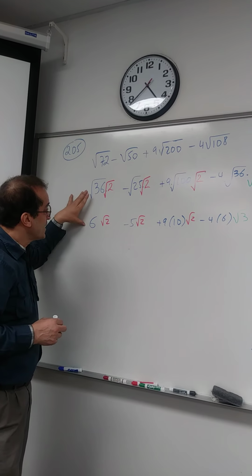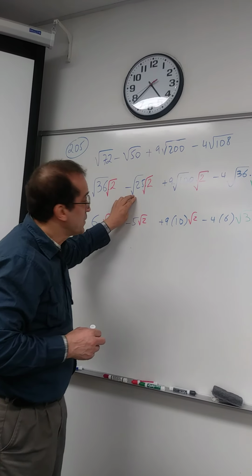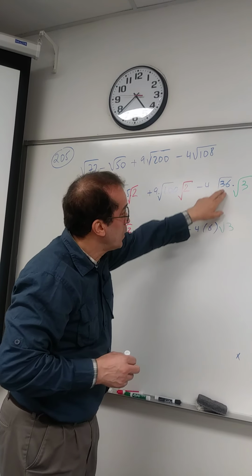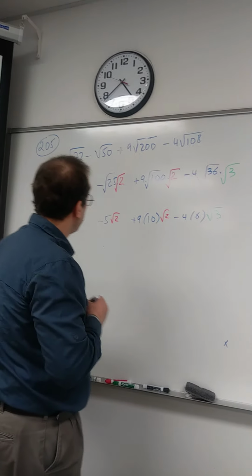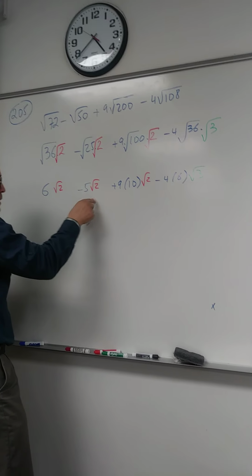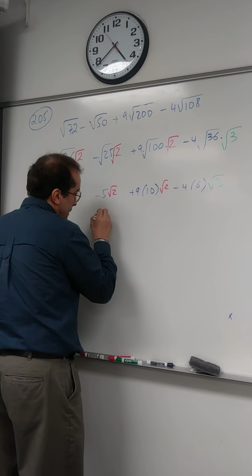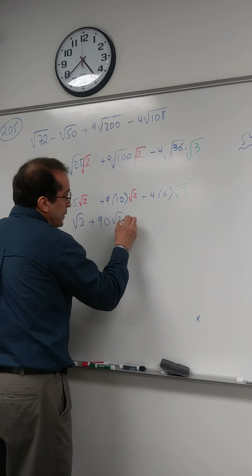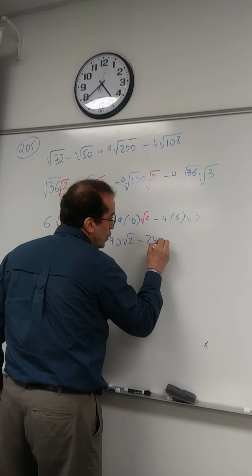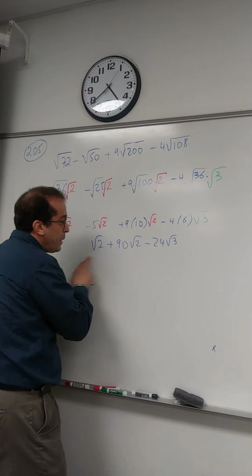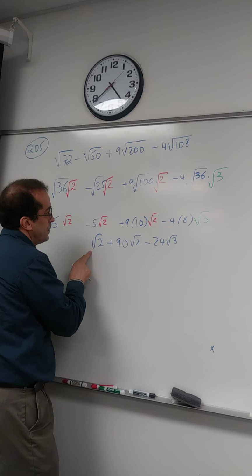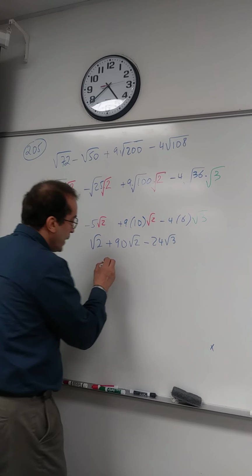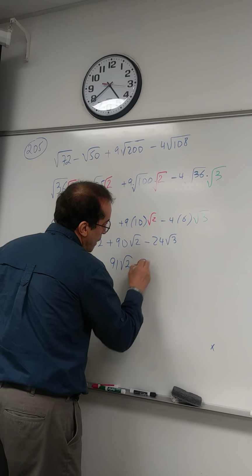Square root of 36 is 6, so this is 6 root 2. Square root of 25 is 5, 5 root 2. 9 times square root of 100, which is 10, minus 4, square root of 36 is 6, root 3. Let us simplify these. 6 root 2 minus 5 root 2 is 1 root 2, plus 9 times 10, 90 root 2, minus 4 times 6 is 24 root 3. Okay, this term can't be combined with these. 1 root 2 plus 90 root 2 is 91 root 2 minus 24 root 3.